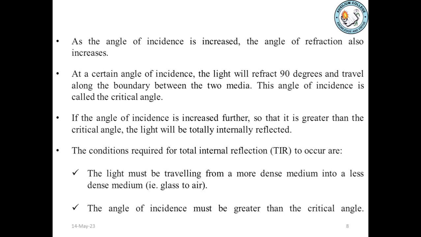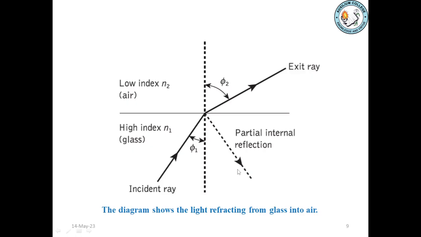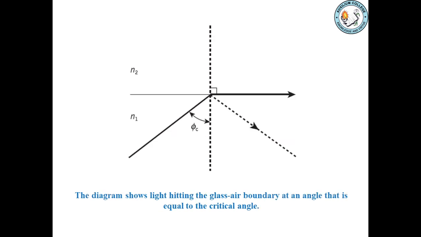be totally internally reflected. The conditions required for total internal reflection to occur are: the light must be traveling from a more dense medium into a less dense medium, for example from glass to air. The angle of incidence must be greater than the critical angle. The diagram shows the light refracting from glass into air, where the angle of refraction φ2 is greater than the angle of incidence φ1.